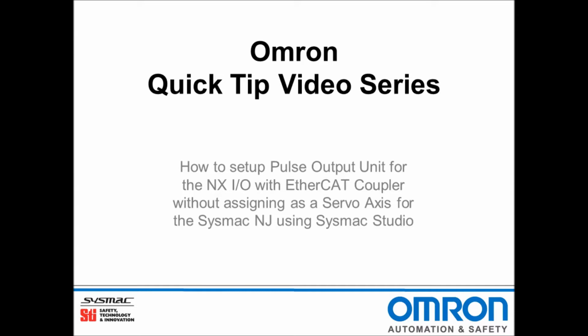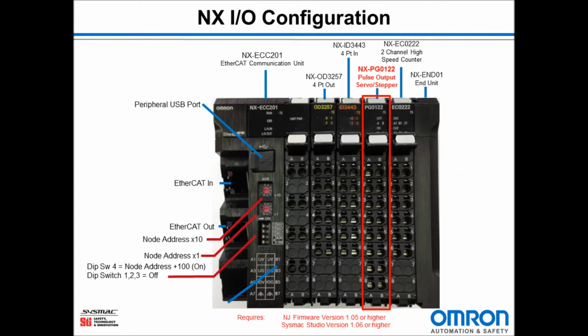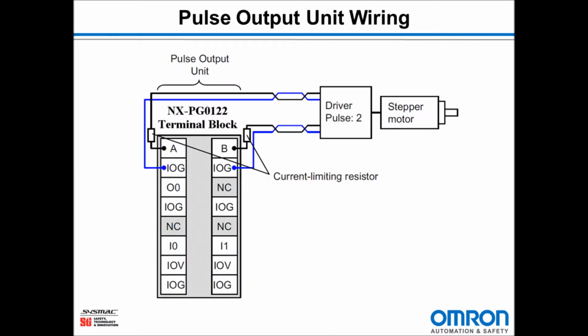I will be demonstrating how to set up the pulse output unit for the NX-IO with EtherCAT coupler without assigning it as a servo axis. The system consists of a SysMac-NJ, NX-IO with pulse output unit, and a stepper or Smart Step 2 or G5 motor and amplifier.